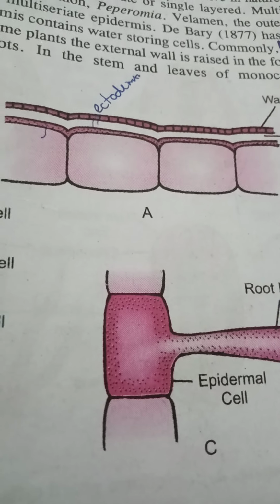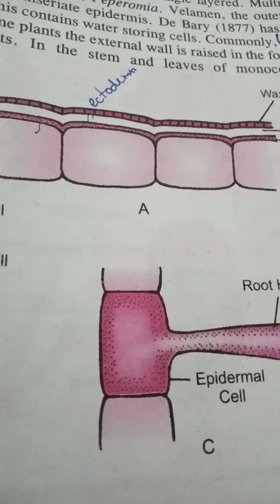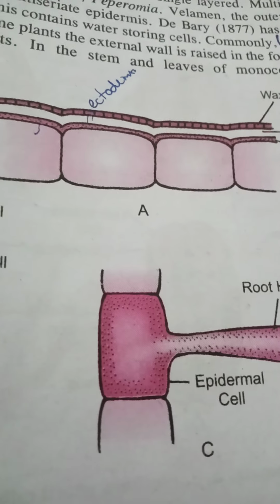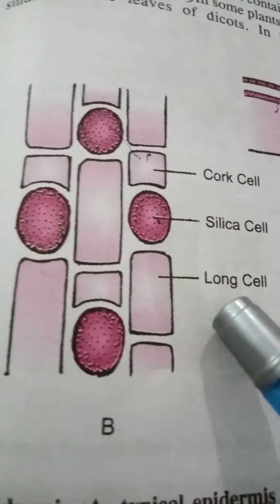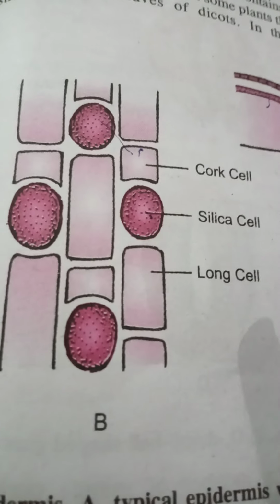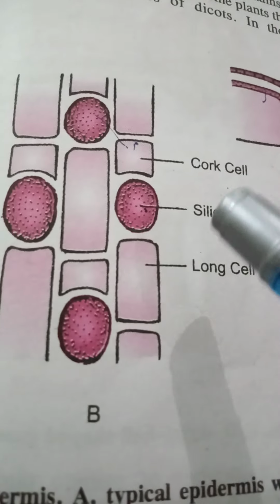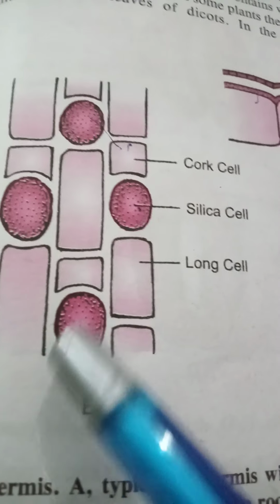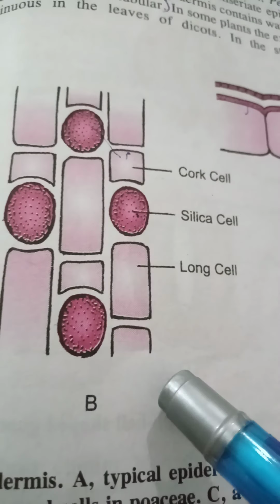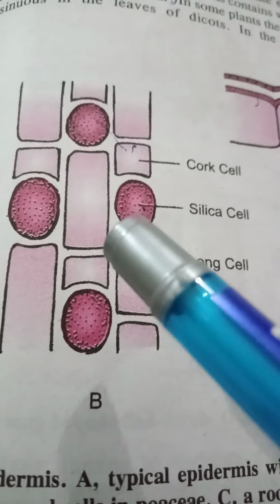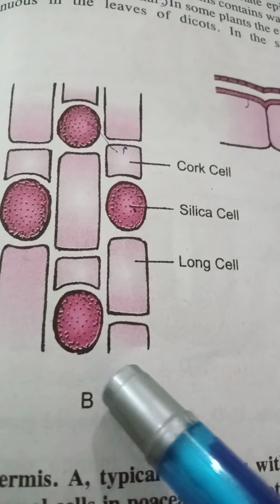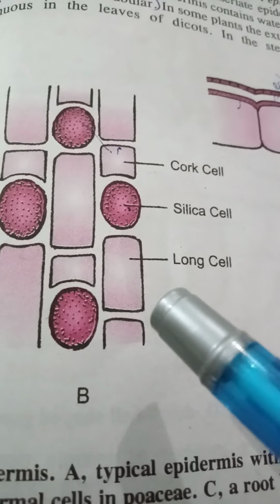In grasses, the epidermal cells are of two types, the long cells and the short cells. The short cells again consist of silica and cork cells. The cork cells possess suberized walls, and the silica cells consist of depositions of silica which give an abrasive nature to the leaf surface, for which herbivorous animals normally avoid eating these leaves.